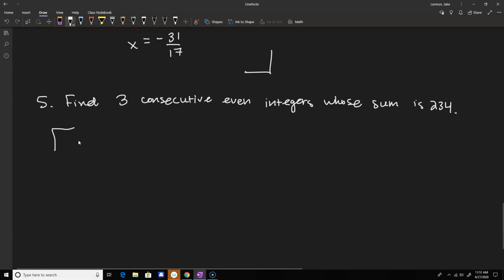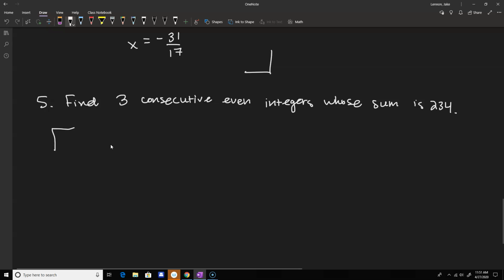For number 5, we want to find 3 consecutive even integers whose sum is 234. So that means when you add them together, they're 234. Now, the thing about even integers is they're all divisible by 2, which means they're essentially all 2 apart. So consecutive means they're right next to each other. So like 6, 8, 10. Those would be 3 consecutive even integers. But we don't know exactly what they are.